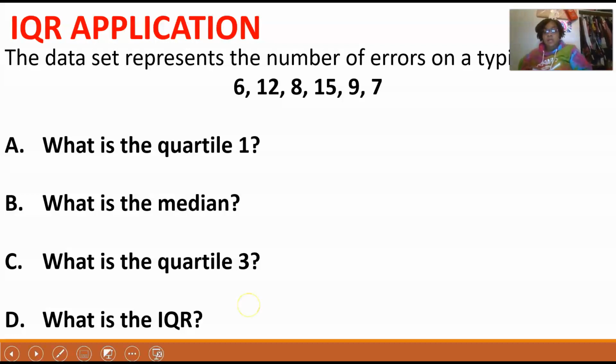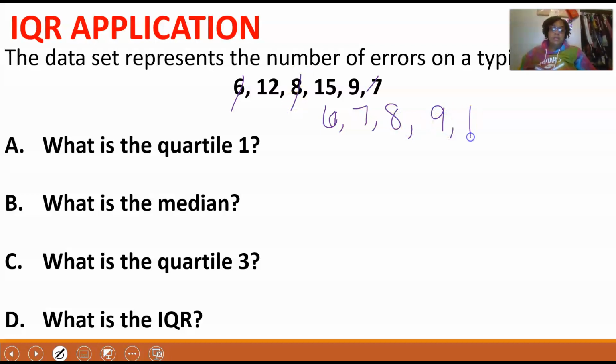So how would you want to set these up in order? Put your numbers in order. The first number from least to highest is 6, 7, 8, 9, 12, and 15. Once you set those up in order, then you want to see how many numbers you have. You have 6 numbers.